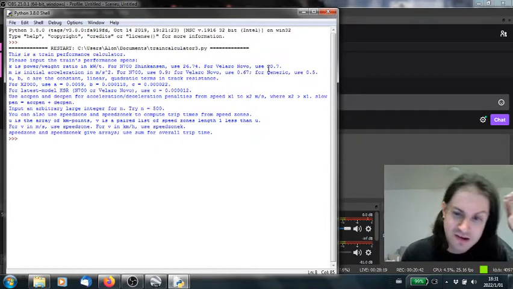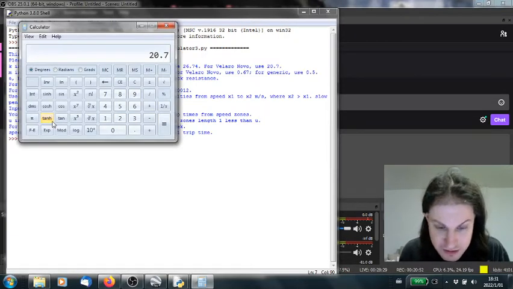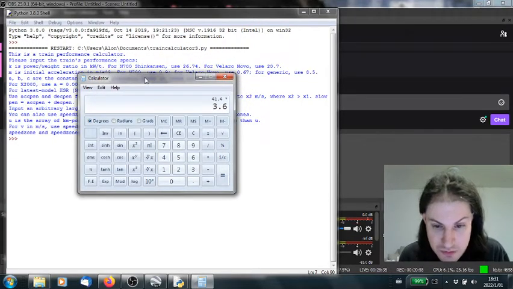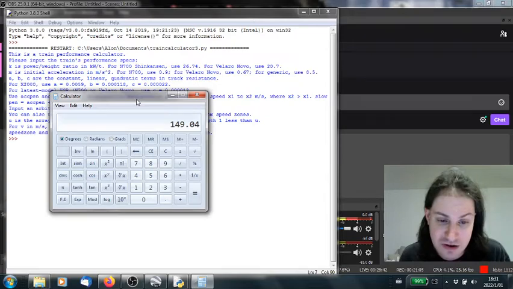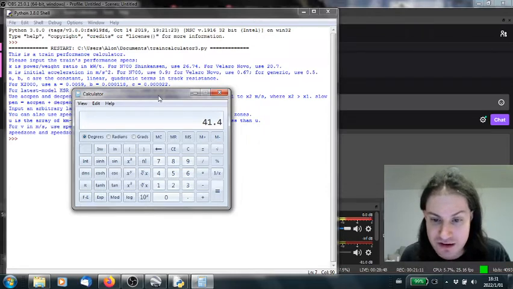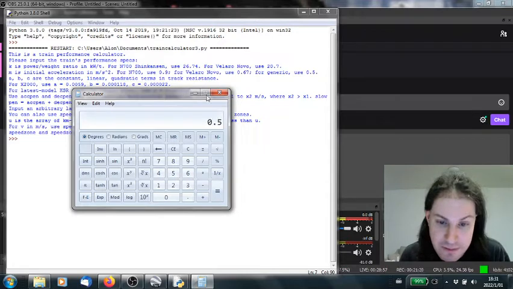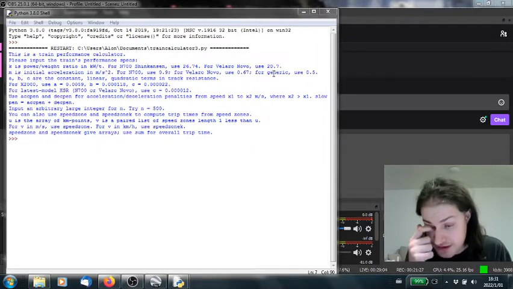So what this means is that if your speed is, let's say, twice this, so 20.7, that's 41.4, and this is in SI units, meters per second, so in human terminology, it would be 149 kilometers an hour. In that case, your acceleration rate is capped by power to weight ratio divided by speed, so we're capped by 0.5. Now, this doesn't matter usually because very few high speed trains can even accelerate faster than this.